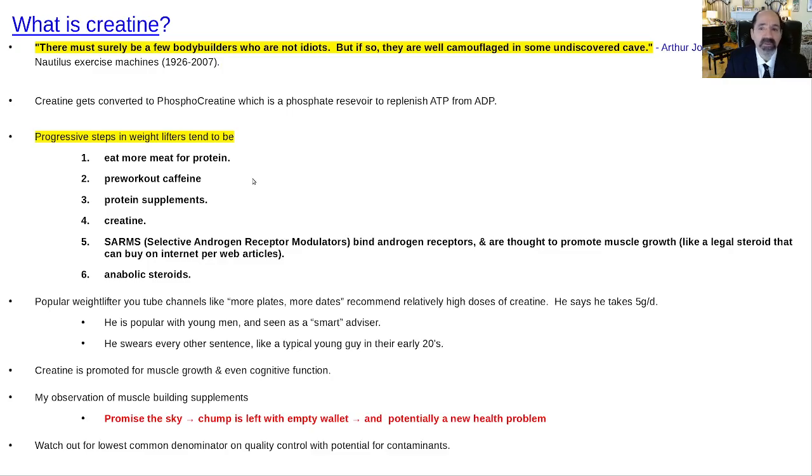All right, so the next step up in guys taking all these supplement things is they start taking creatine. And that's what we're going to talk about today. But I'll just mention the other things. The next up after creatine, they start taking something called SARMs, selective androgen receptor modulators, that bind androgen receptors, and they're thought to increase muscle growth. And the word on the street from the young guys is, they're like a legal steroid. You can buy them off the internet. And then the next, dramatic stage is to go take anabolic steroids.